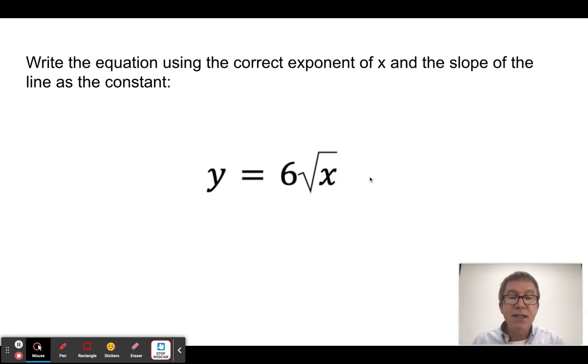Okay, so that's how we approach linearization of data and determine what type of mathematical relations we have between our variables in AP Physics. We'll be doing this all year.